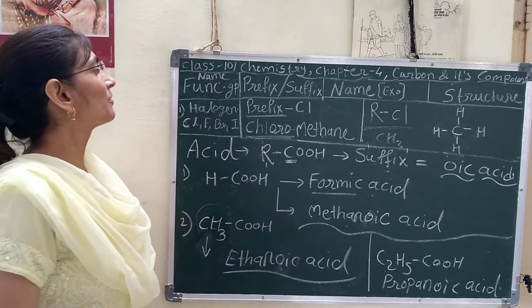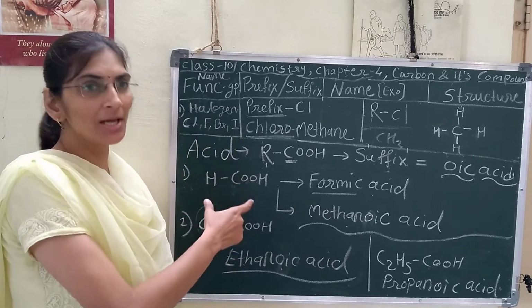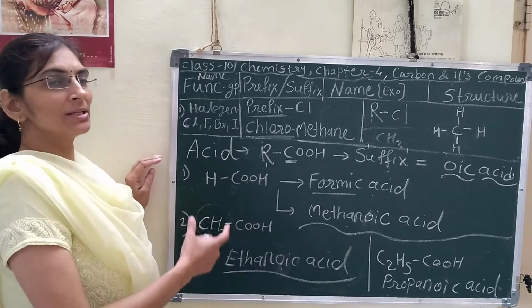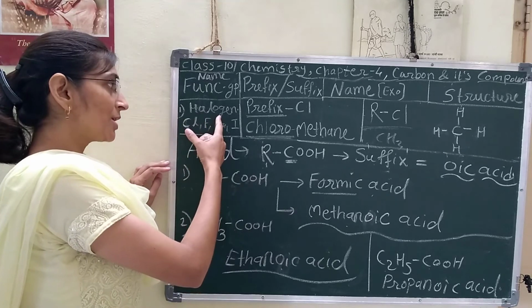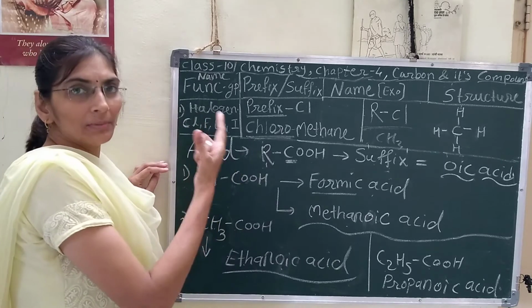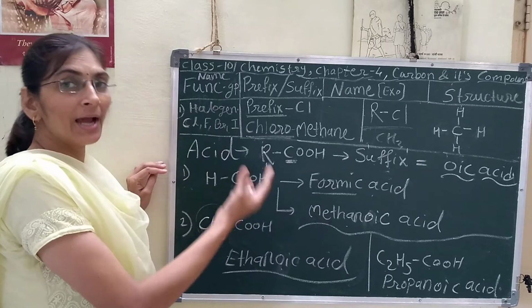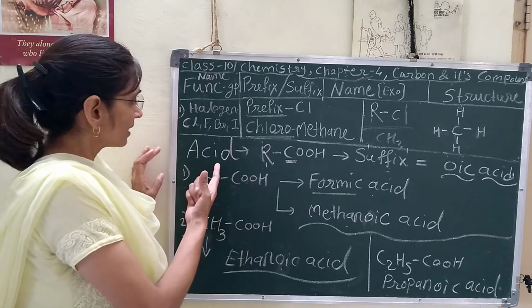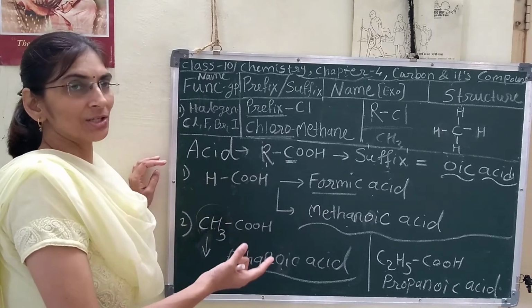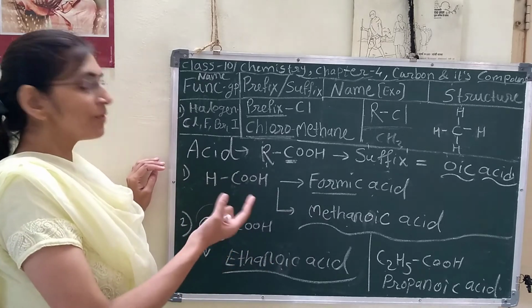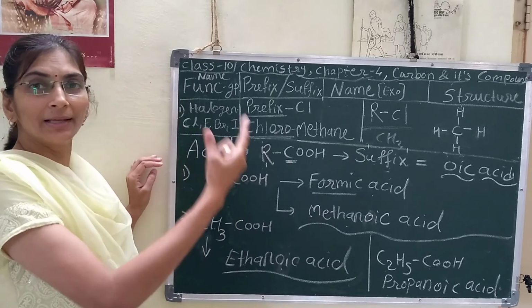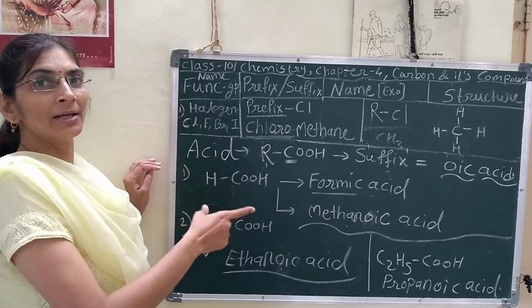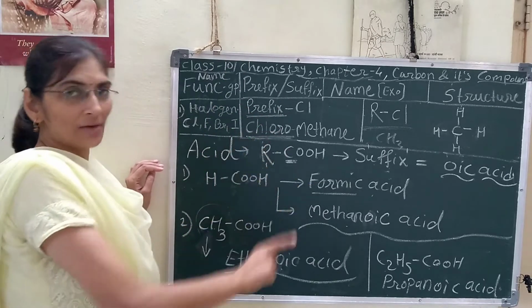From our last lecture we have been studying functional groups. We have seen up to the halogen group, then alcohol, aldehyde, and ketone groups, and now we will see the acid and ester. It is remaining. We have also seen the alkane, alkene and alkyne series. ANE, ENE and YNE were the suffixes there.